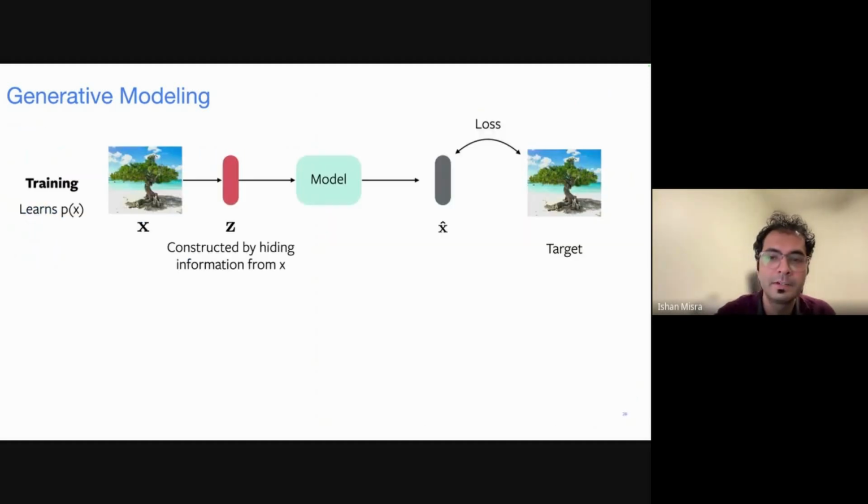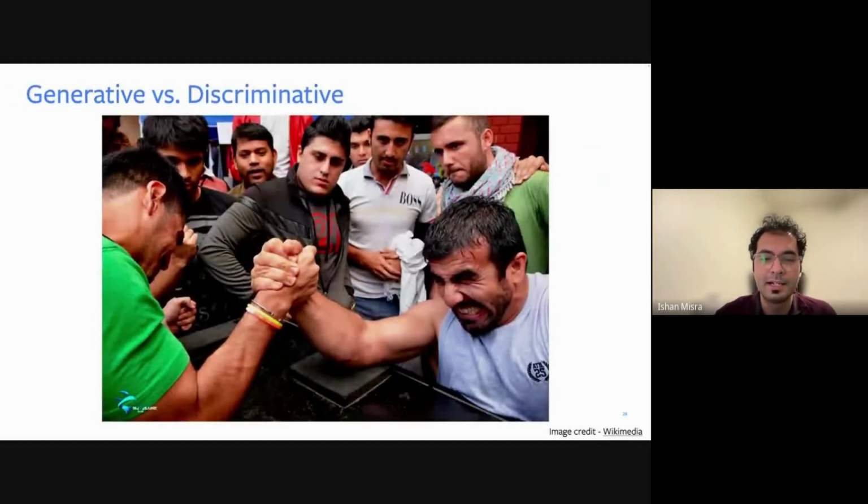And so very quickly, this is my high-level thinking. When we're training generative models, we're taking this input X, we're constructing Z by hiding some information from it, we're feeding that into a model, and then we're predicting X hat, which is our estimate of X. Then during training, you take your target, which will likely also be the input X, and compute a loss between X hat and your target.